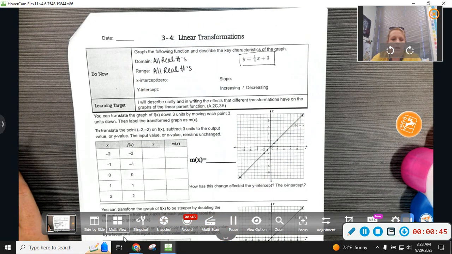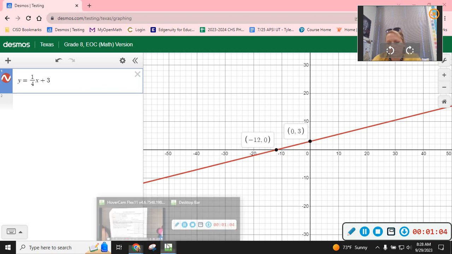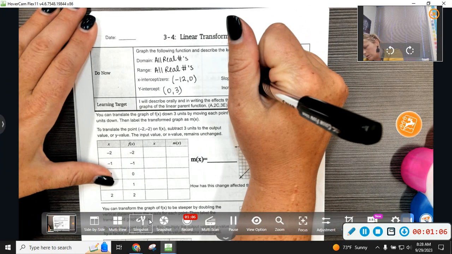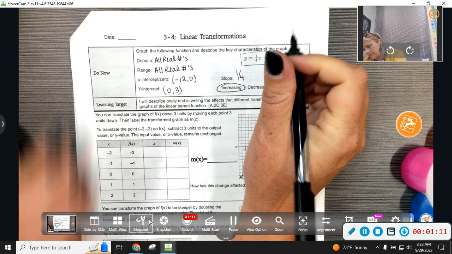Okay? The x-intercept is going to be where it crosses the x-axis, and the y-intercept is where it crosses the y-axis. So we're going to write those two numbers there. Okay. My slope I can actually get from the equation because it's in the m spot. My slope is 1/4. And since my slope is positive, it is increasing.